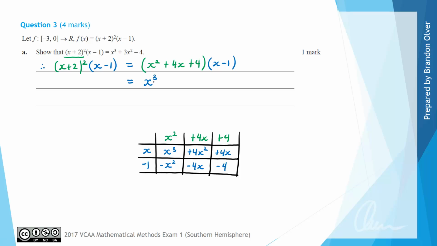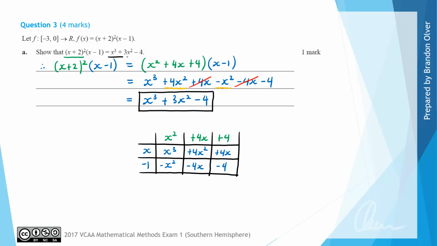So just rewriting them out here, we'll get x^3 + 4x^2 + 4x - x^2 - 4x - 4. And then we can see the positive 4x and the negative 4x would cancel. And we also have negative x^2 as being a like term to 4x^2, so that would combine to give 3x^2 in the next line. So that means that this is equal to x^3 + 3x^2 - 4. And that is what we were being asked to show at the start of the question up here.